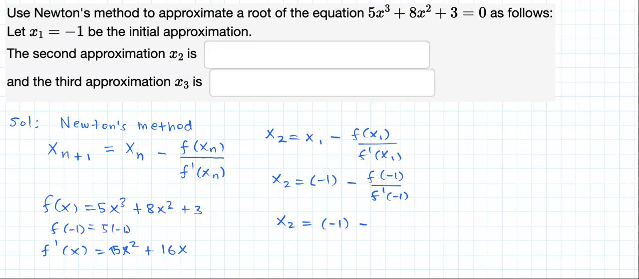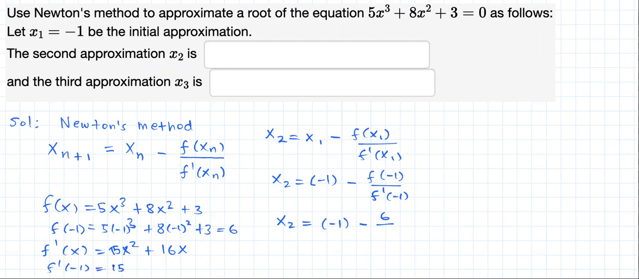5 times -1 cubed plus 8 times -1 squared plus 3. That is -5, 8 here. So 8 minus 5 is 3, plus 3 equals 6, right? So this one, 6 over the derivative evaluated at -1.